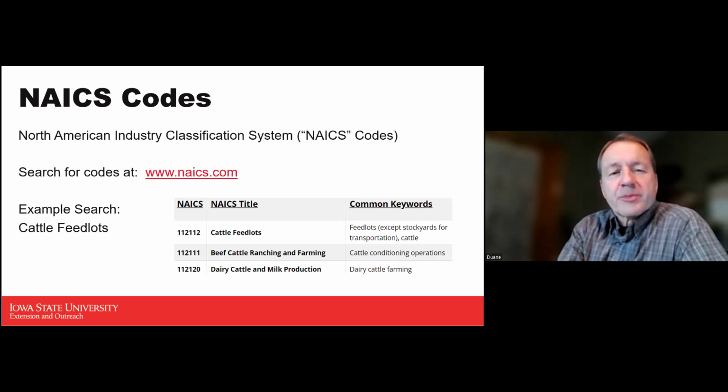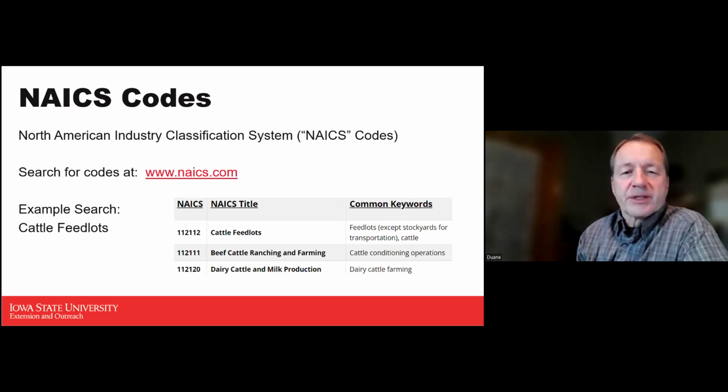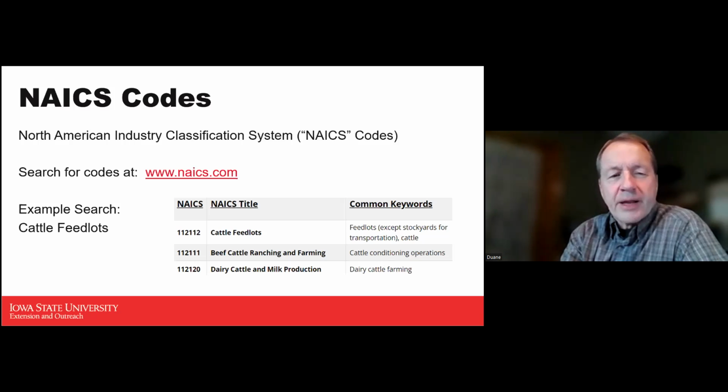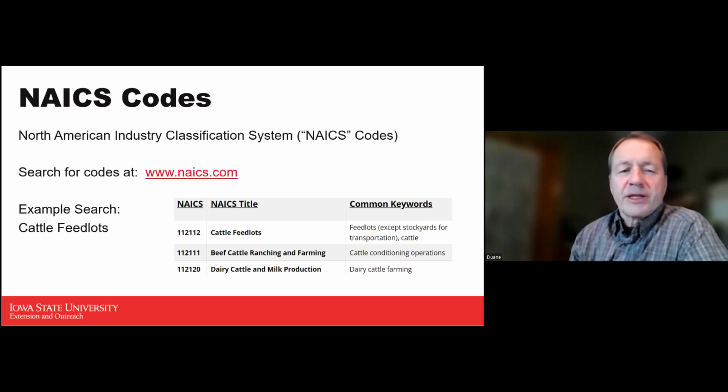And as we start to look at benchmarking, we're going to need to find the NAICS code of our business. This is actually the North American Industry Classification System, but everyone just calls it NAICS code. That's NAICS, and you can just go to NAICS.com. I've given an example here of a search at NAICS.com, where I put in the search term, cattle feedlots, and then it returns a list of potential NAICS codes that I might want to look at. I've just taken the top part of the list here. And you can see that, of course, the first one that came in was cattle feedlots, which is code 112112.